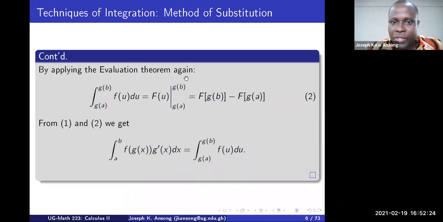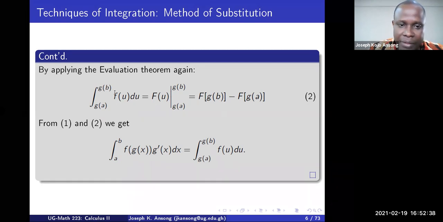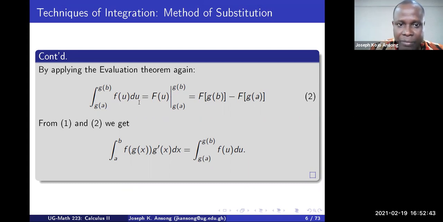By applying the evaluation theorem, okay, remember the evaluation theorem, basically the second part of the fundamental theorem of calculus. The integral of this f of u du is equal to, remember that small f is big F prime. So if I integrate big F prime, I'm going to be left with big F. All right. So the integral of this is just big F of u, and I put in my limits. So in place of u, I'm going to have F of g of b minus F of g of a. Okay. So we get the right-hand side of our original equation is equal to this expression here.